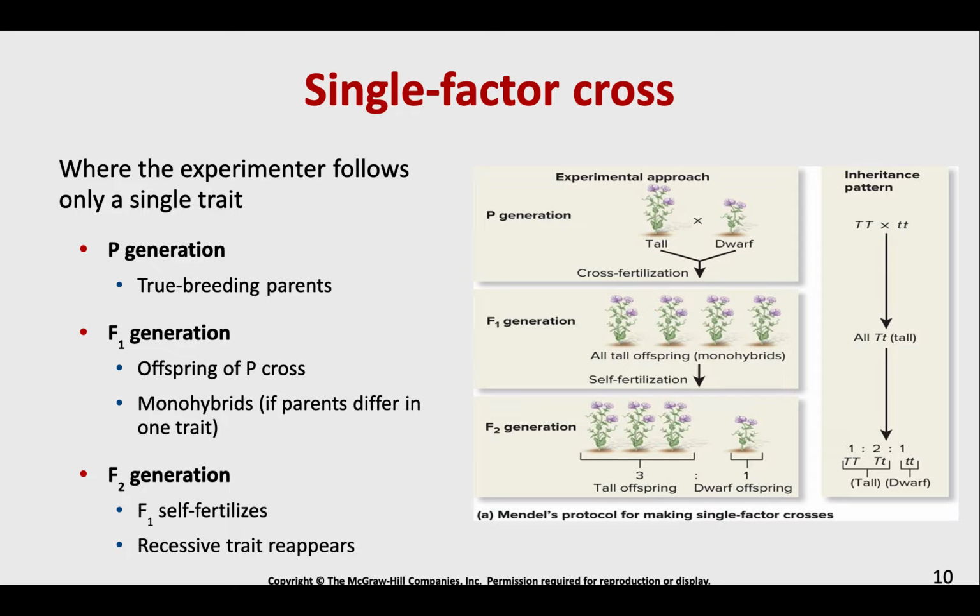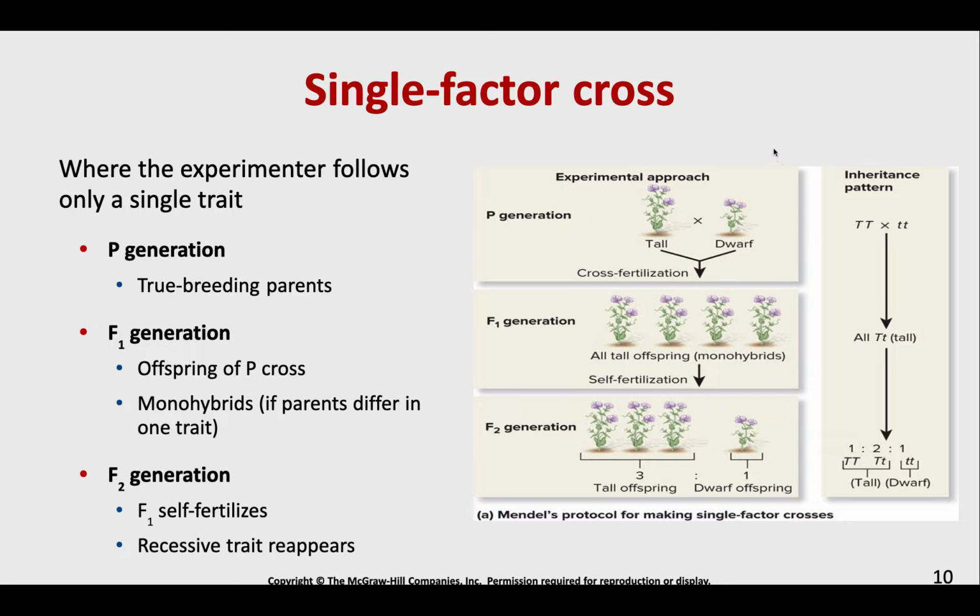So Mendel did a couple of different things. The first type of experiment he did was a single factor cross. This is where the experimenter is only following one single trait. So if we look at our image here, what we are looking at throughout this entire experiment is height. We are only looking at height. We don't care about the flowers. We don't care about the color. We're just looking at height.